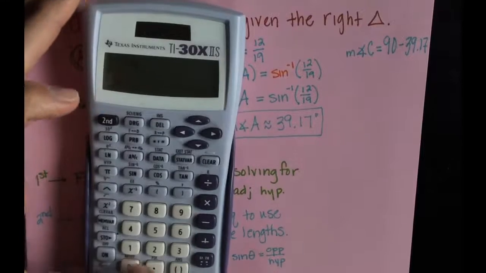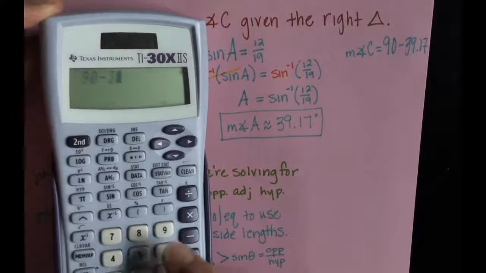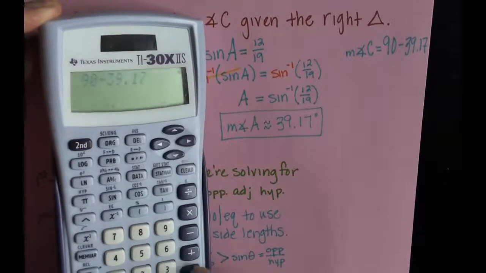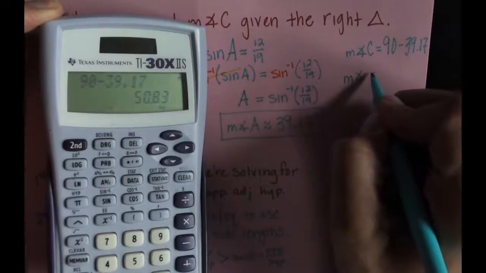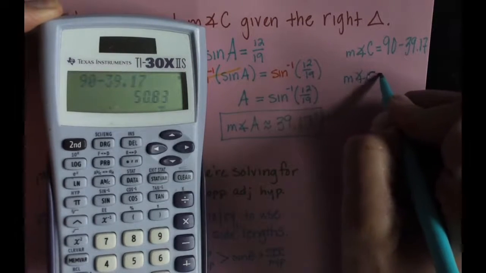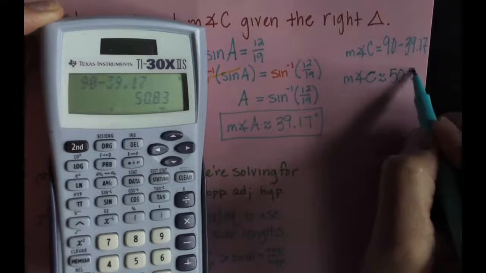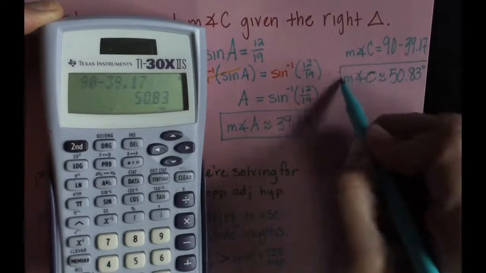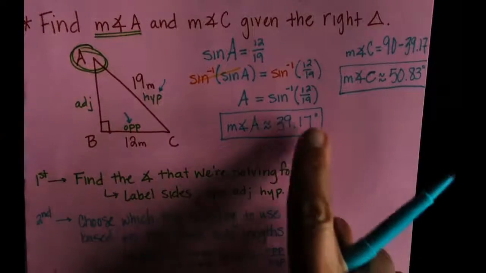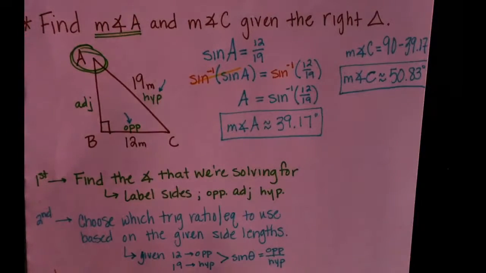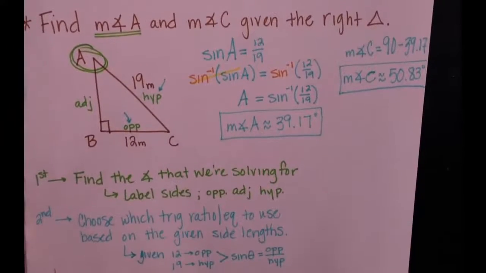So 90, got dark all of a sudden, minus 39.17, and you get your answer for angle C very quickly. And again, it's approximate, and it's 50.83 degrees. And I am going to make sure that without a doubt, put the degree symbol with it so that we know that we're talking about degrees and not side lengths.